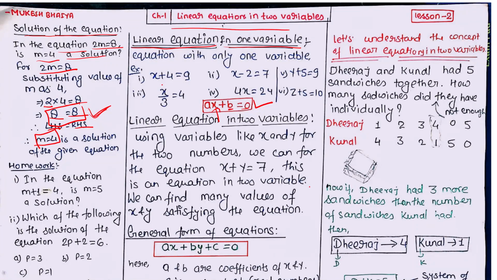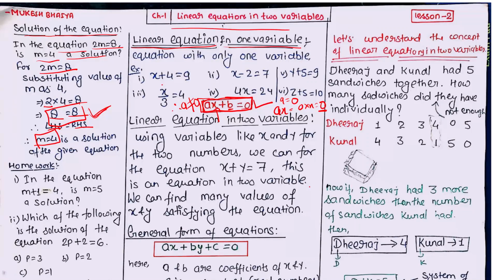But if I make this a as 0, then this ax part, that is 0 into x, will also become 0. Then this equation will no longer be a linear equation in one variable, because x will get 0. That's why in this equation there is one condition, and that is that a cannot be equal to 0.